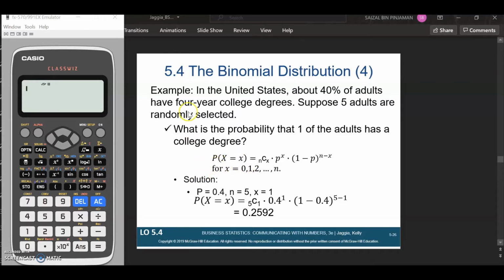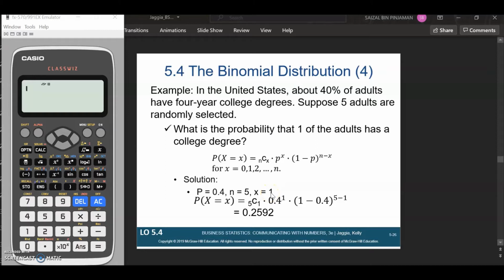So if we're referring to the question, we know that the probability of success is 40%. Thus, P is equal to 0.4. And we also know that we have 5 trials, and we want to estimate the probability of 1 success. So X is equal to 1.